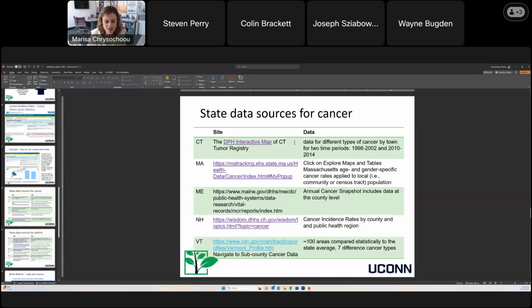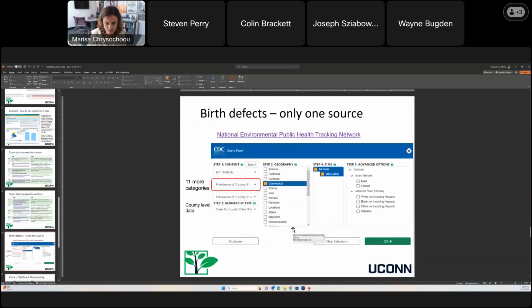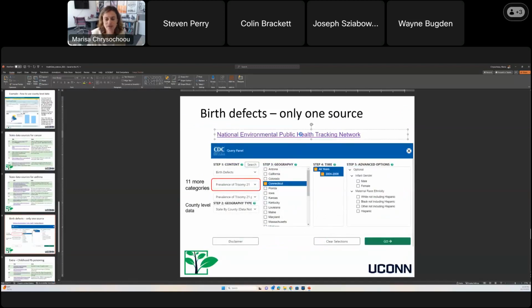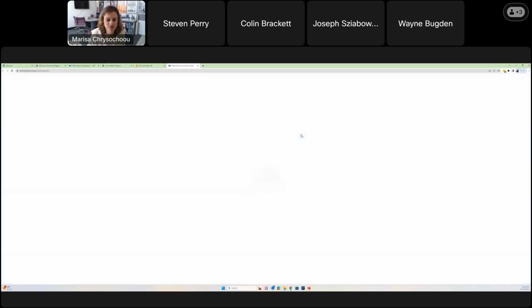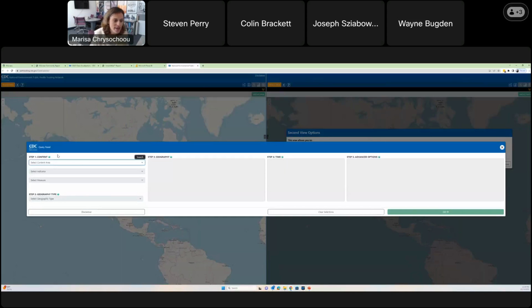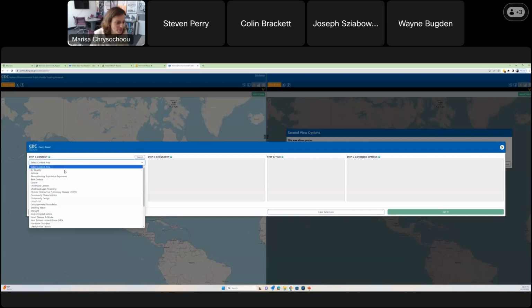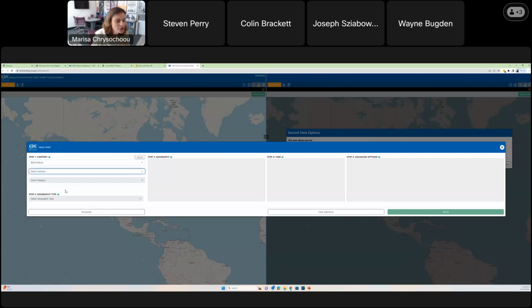Oh, I need to click on this. Let's go here. So this has a lot of different types of data that you can look at. I will not go over them here, but you can see there is one that's called birth defects. And actually, there's no such thing as a general birth defect indicator. There are 13 different types of birth defects. So if you want to see them, you have to look at them one by one.